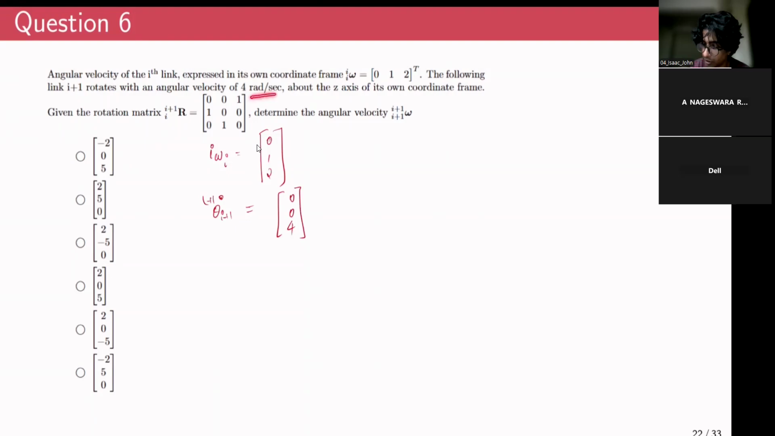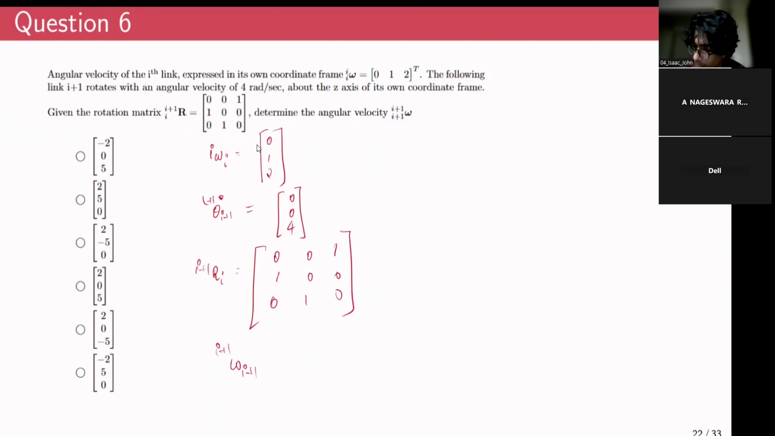It rotates with an angular velocity of 4 radians per second about the z axis of its own coordinate frame. So that's why I've written it as 0, 0, 4. Given the rotation matrix, I plus 1 with respect to I, this is given as 0, 0, 1, 1, 0, 0, 0, 1, 0. What is the angular velocity of the next link, omega I plus 1, expressed with respect to I plus 1? This is what the question asks.